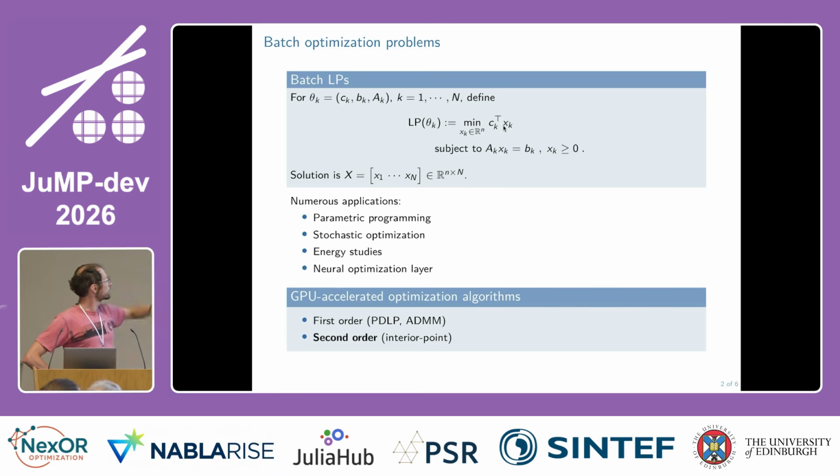Most instances are in parametric programming or stochastic optimization, but it's also useful for energy studies, or more recently for optimization layers. If you want to embed your LPs in a neural network, you want to solve them in parallel, of course. So how to solve this problem? We want to solve all the LPs in parallel.